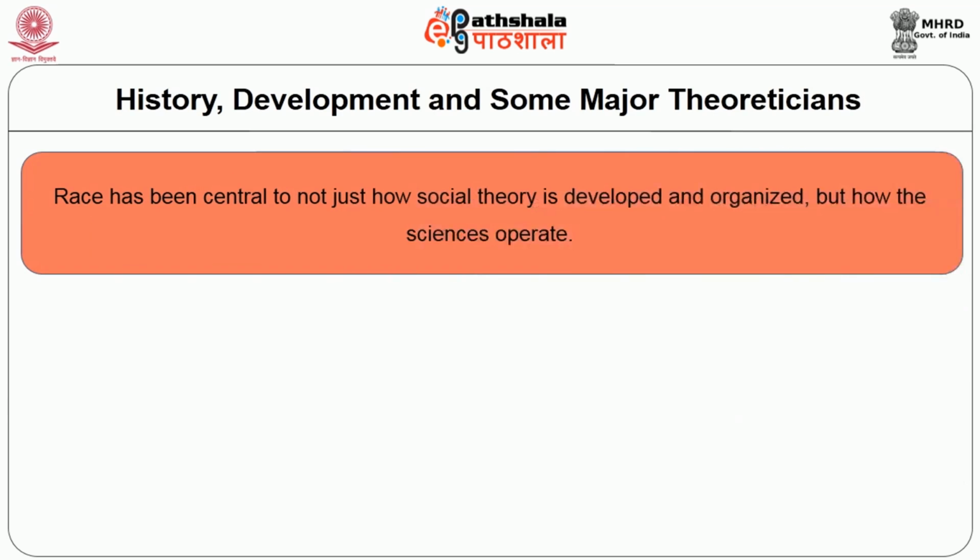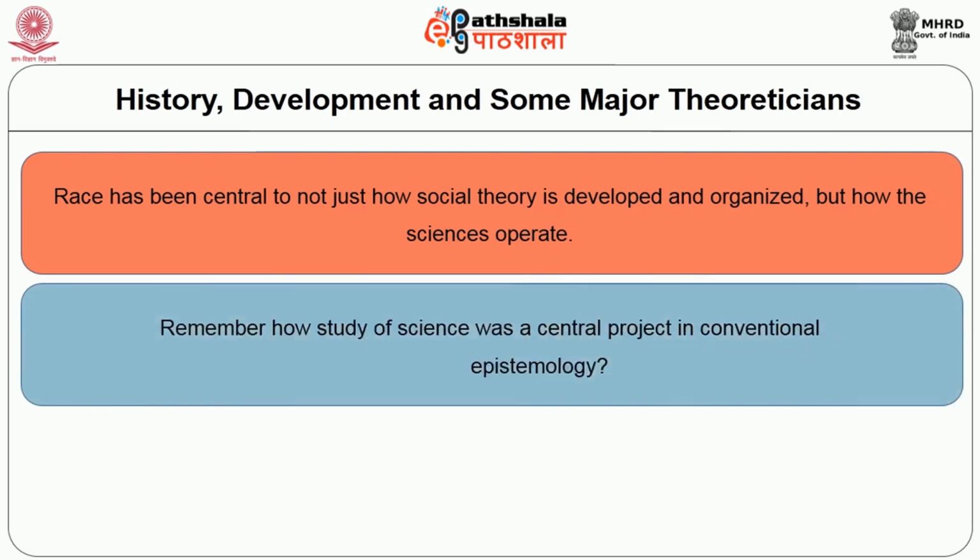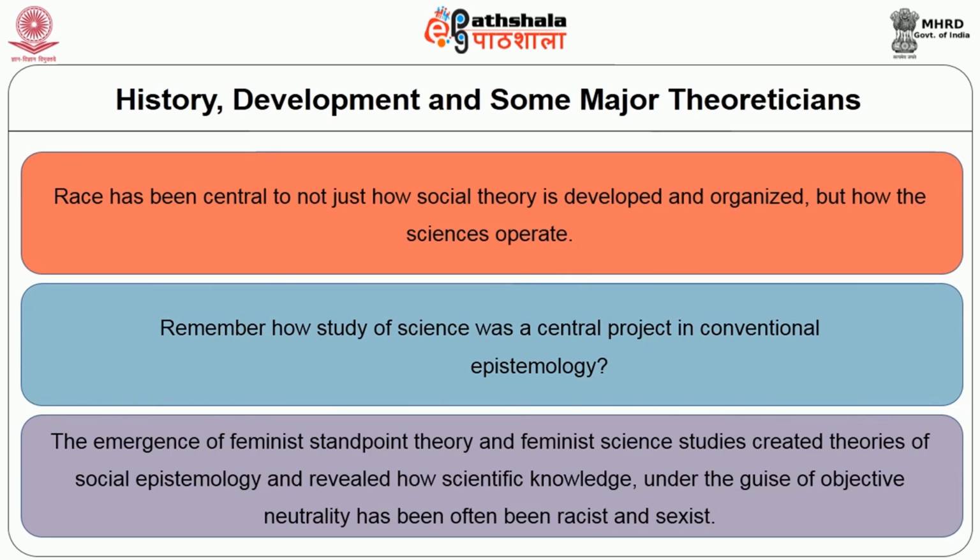Race has been central to not just how social theory is developed and organized, but how the social sciences operate. Remember how the study of science was a central project in conventional epistemology. The emergence of feminist standpoint theory and feminist science studies created theories of social epistemology, and revealed how scientific knowledge under the guise of objective neutrality has often been racist and sexist. But again, this critique of science from a feminist standpoint is not a call to do away with sciences, but to hold it responsible and hold it to its own objective standards. Here, the notion of strong objectivity is something we explore in our next section on feminist standpoint theory.